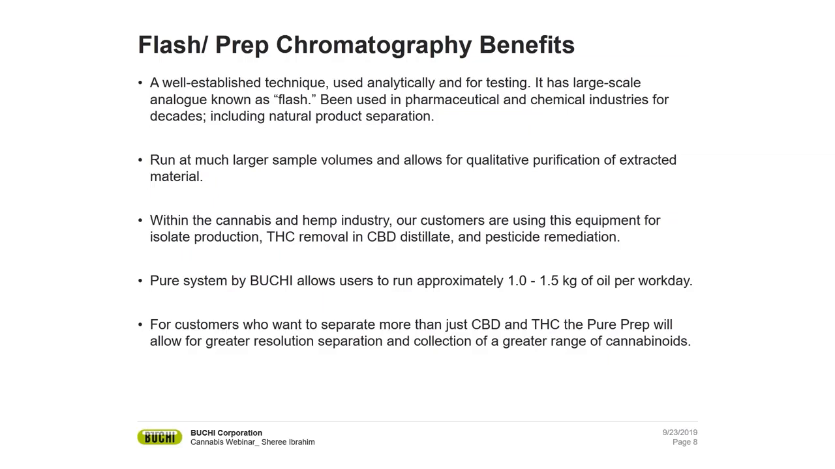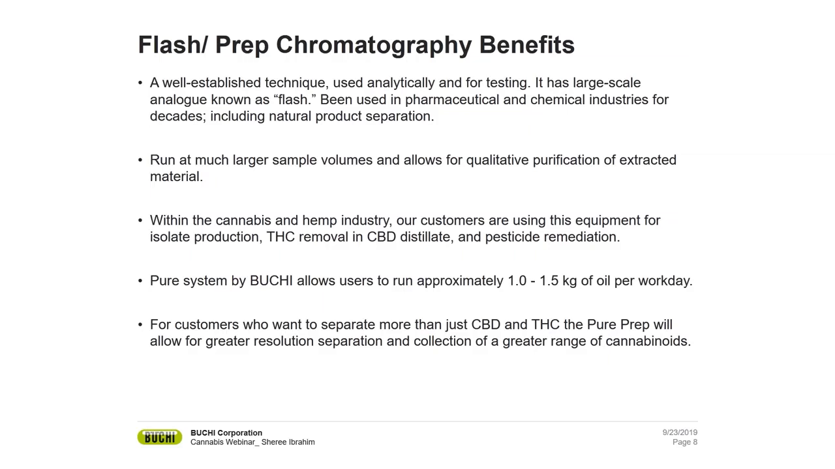Flash and prep chromatography offer different benefits. Flash chromatography allows you to run at a much larger sample volume and allows for qualitative purification, versus prep chromatography is excellent for separating small quantities. Both are well-established techniques used analytically and for testing. They've been used in the pharmaceutical and chemical industries for decades.